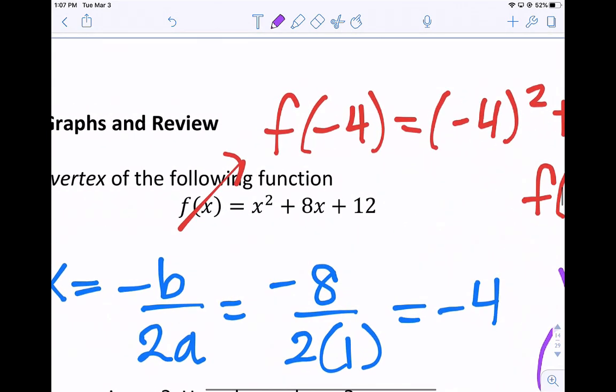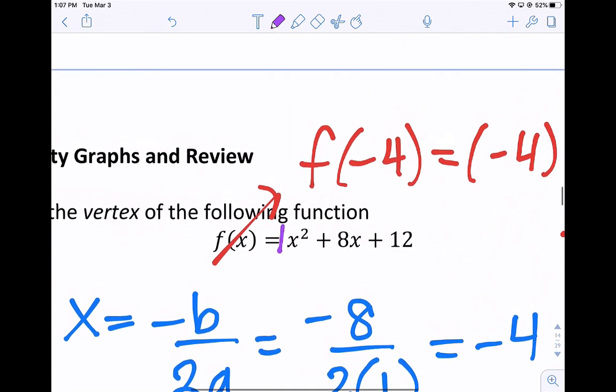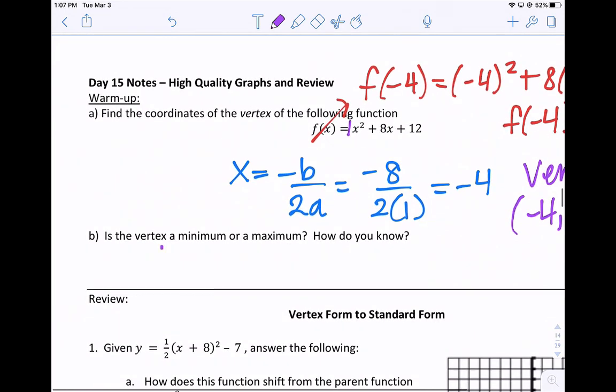So we take a look at the a value, and here the a value is a positive 1, which would mean it's a smiley face graph. And the vertex is where it changes direction, so that negative 4, negative 4 would be a minimum, because it would be the bottom of your smiley face graph.